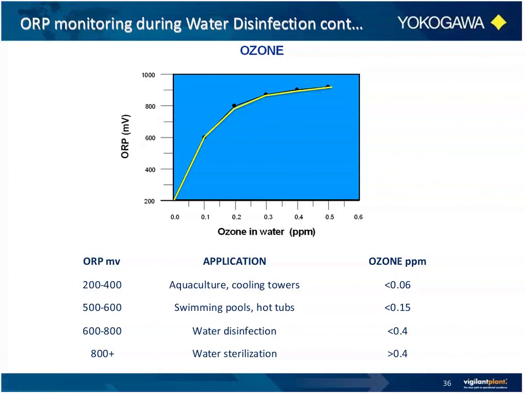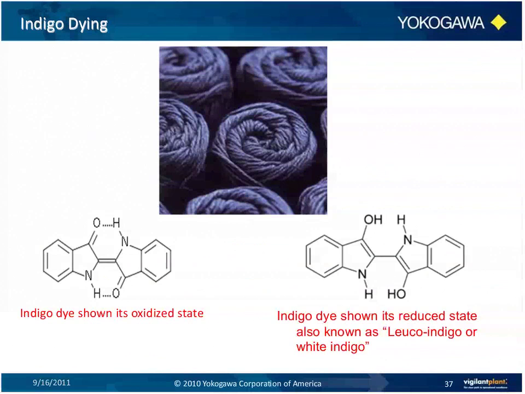Okay, so this third application is indigo dyeing. This is where ORP is used in the process of dyeing fabrics the indigo color, because indigo in its natural form will not dye the fabrics since it's insoluble in water. So during the dyeing process, they have to add additives such as sodium hydrosulfite to convert the natural indigo to what's called white indigo, which is then able to stain the fabrics.